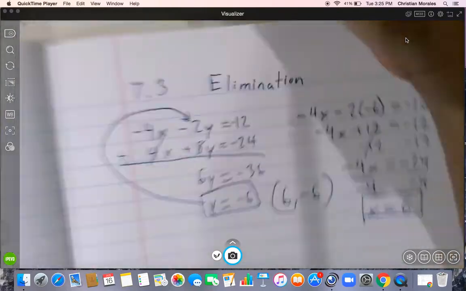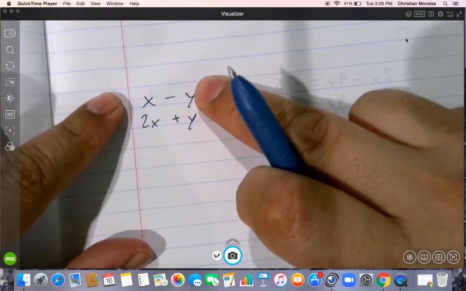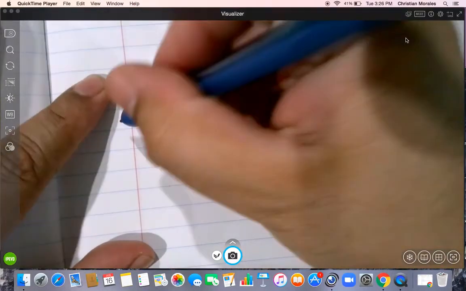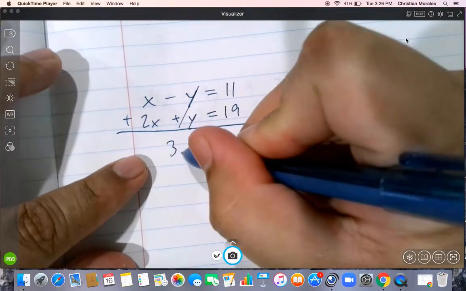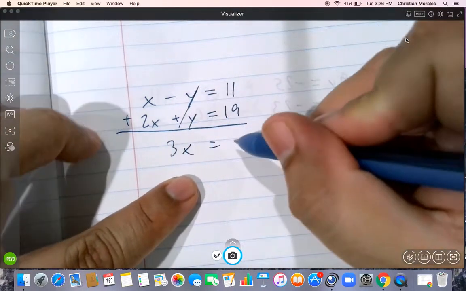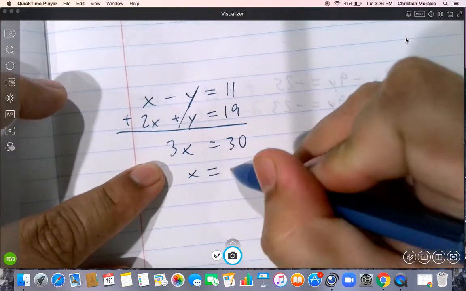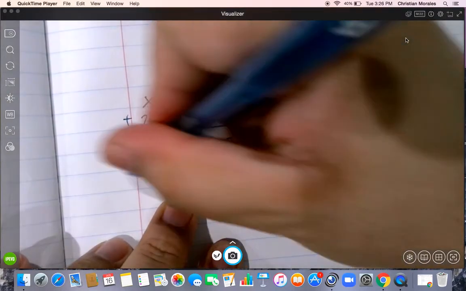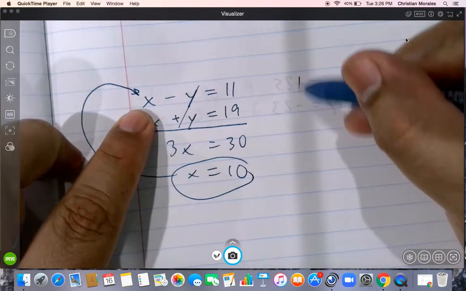Okay, and that's elimination. Sometimes it's a little easier. Like when you look at this, you're looking to see what's going to cancel out. So right here, it's going to be the y's. So we add this whole thing up. You can get 3x, you get 30, divide by 3, you get x equals 10. You're going to take this answer and plug it into your equations. Now you can plug it into either one. I'm just going to go for the top one. Keep it simple.